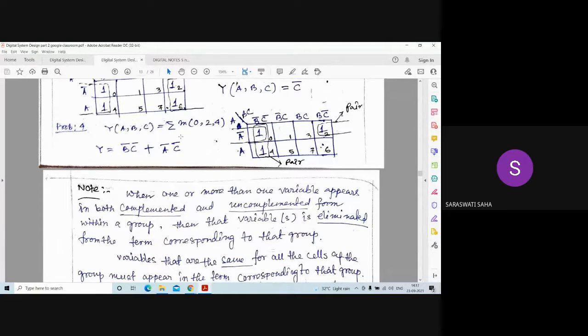Problem 4. 0 to 4 is given. Then what will be the output? Sia, are you there? Is it clear? Yes, ma'am, it's clear. Shunayana? Yes, ma'am, it is clear. Okay.